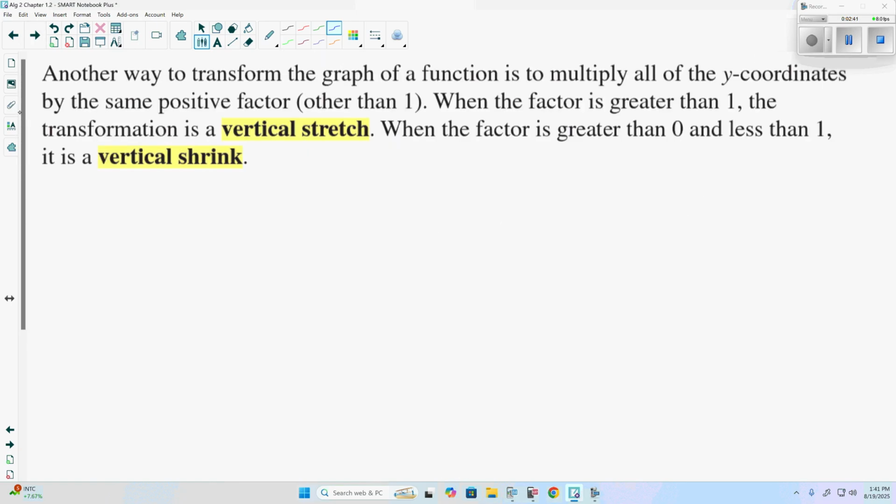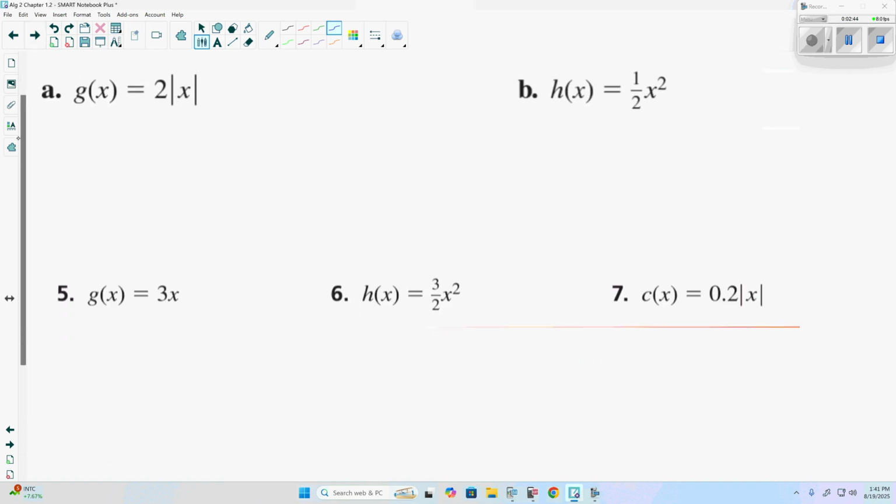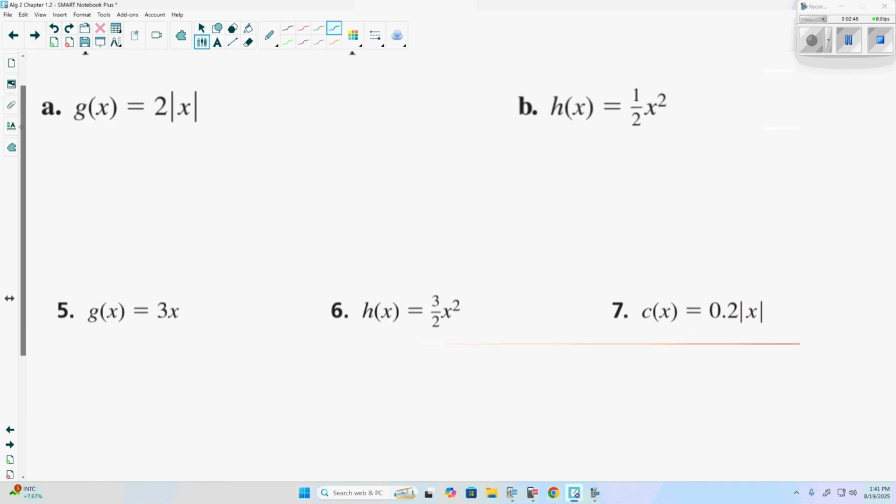So if we look at this first one here, g of x equals 2 times the absolute value of x. We first want to say what parent function, what group it is with. Well, absolute value. The absolute value function kind of gives it away, because we have to say absolute just to read the function itself. And if we look at it compared to the general form, A times the absolute value of x minus h, plus k.